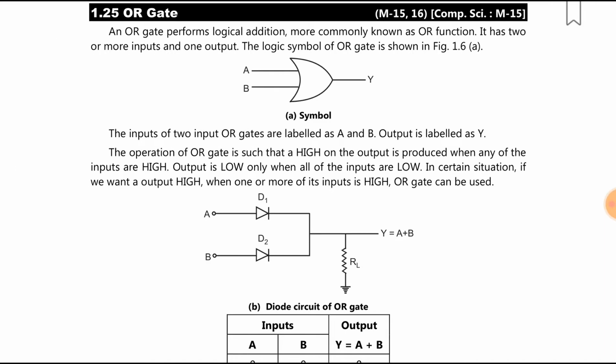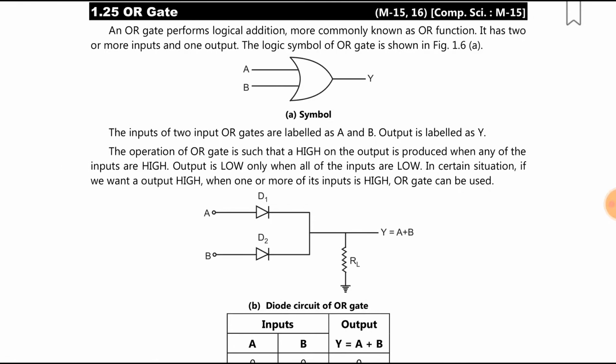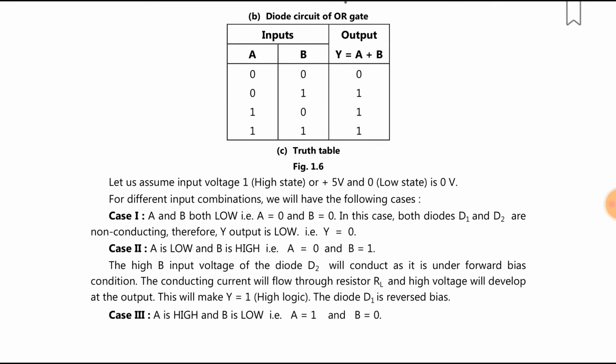Now we will see the OR gate. OR gate performs logical addition, more commonly known as the OR function. It has two or more inputs and one output. The logic symbol is given for OR gate. The inputs of a two input OR gate are labeled as A and B, and output is Y. So it can be realized using two diodes. So this is the truth table of A and B, and Y is the output A plus B.